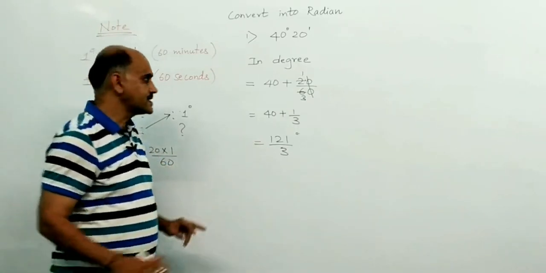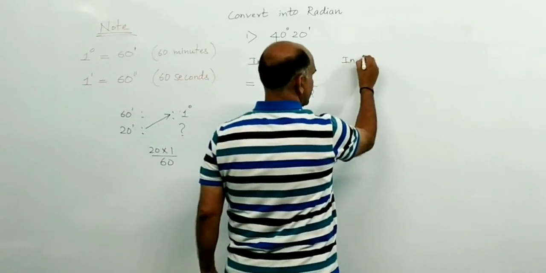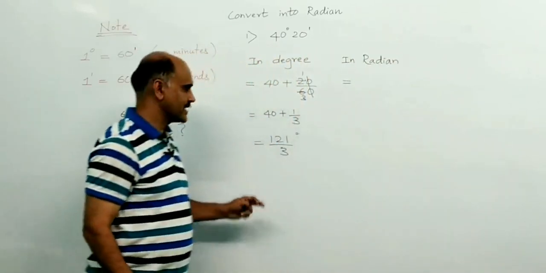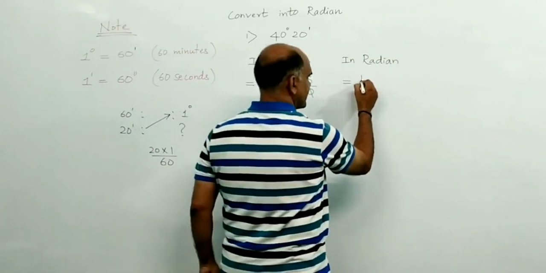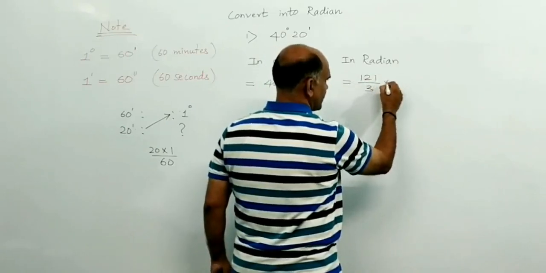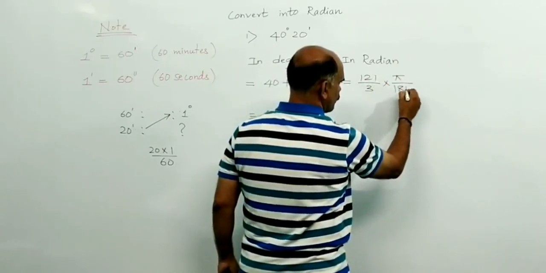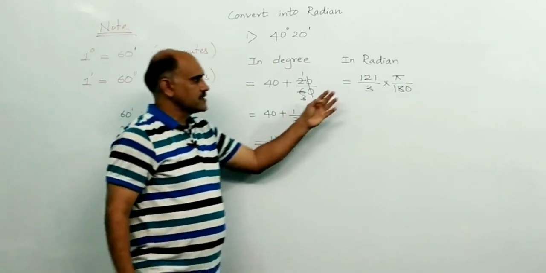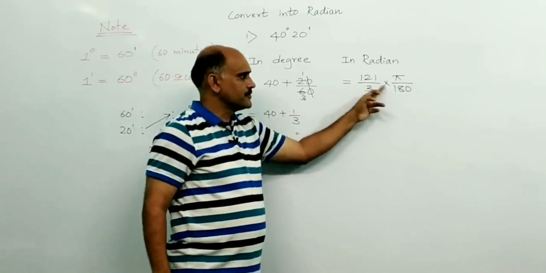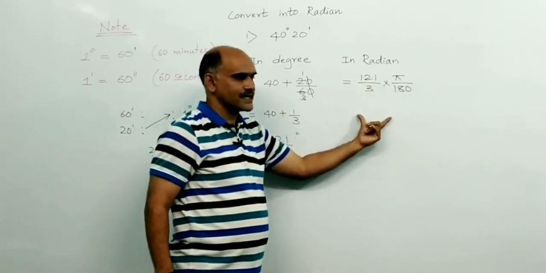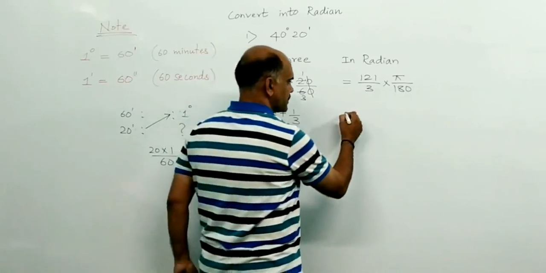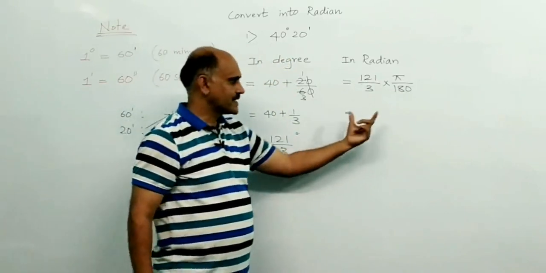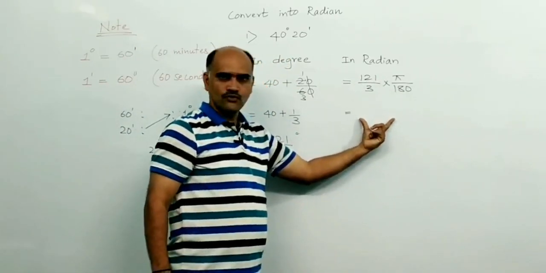Now you convert this degree into radian. So in radian it is equal to 121 divided by 3 into pi by 180. So now students, you can use a calculator. Use the calculator and simplify this, you will get the answer. Just multiply these two and divide 121 by that term, you will get it in radian. This you can do on your own.